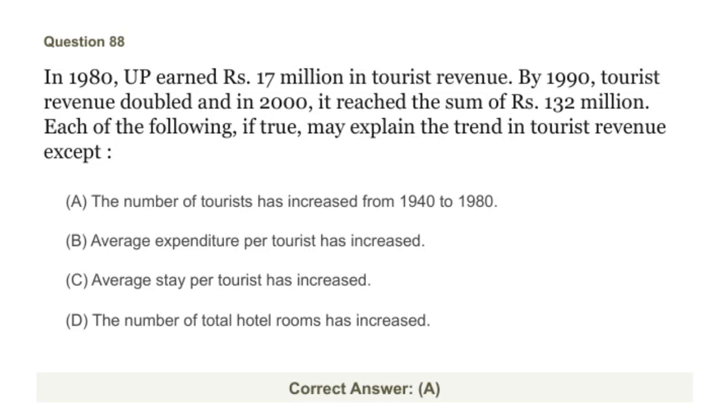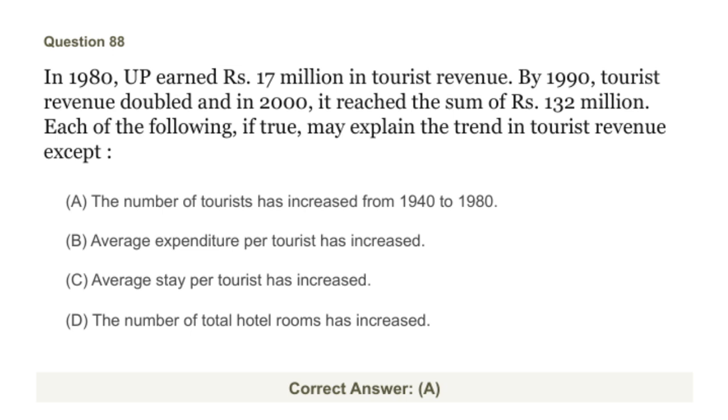Let's analyze the options carefully. The correct answer here is option A. It states that the number of tourists increased from 1940 to 1980. While this may seem plausible, the key focus of this slide is understanding what factors could explain the growth in tourist revenue over the years.